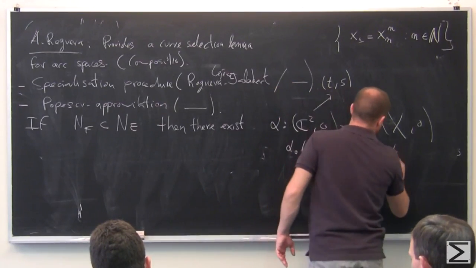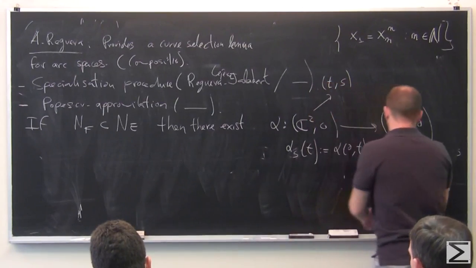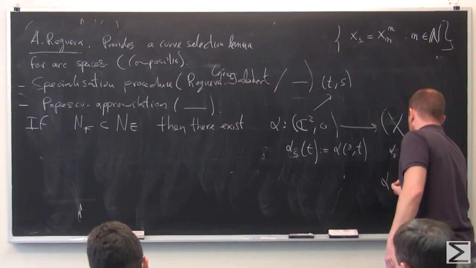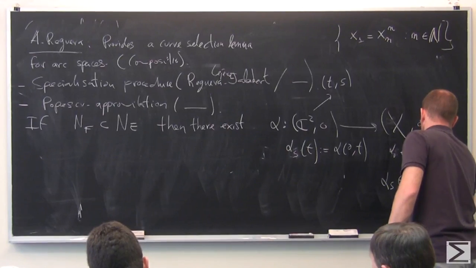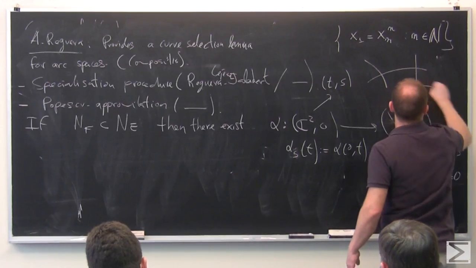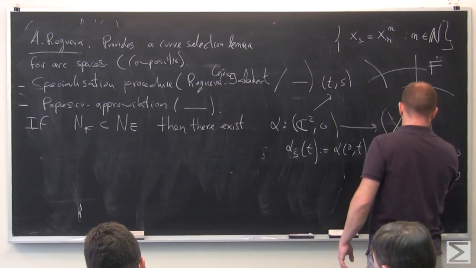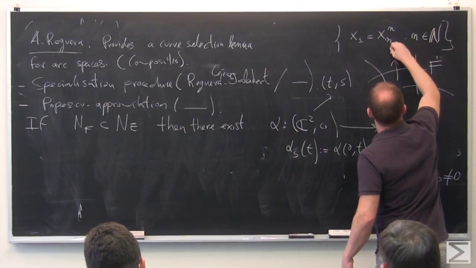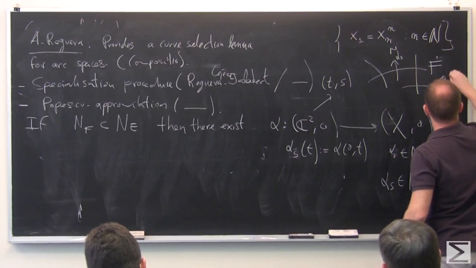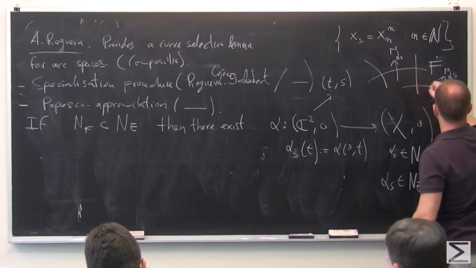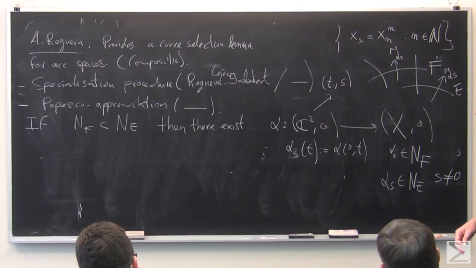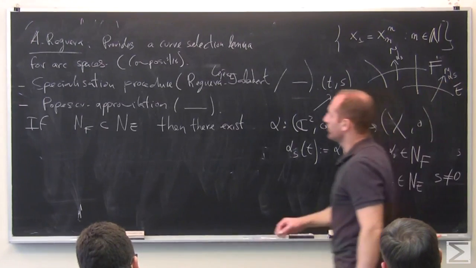And now I claim that alpha_0 of t, which is by definition alpha of 0 comma t, is an arc. So if I define alpha_s of t, then alpha_0 is an arc that belongs to N_F. Alpha_s is an arc that belongs to N_E for s different from 0. And if I make the lifting of alpha_0, it goes transverse through F, and the lifting of alpha_s goes transverse through E, okay? Okay. So this is an interpretation of this containment.